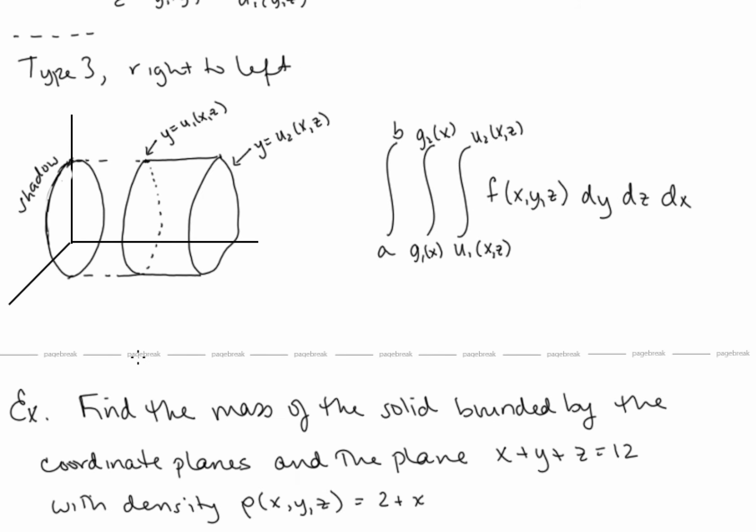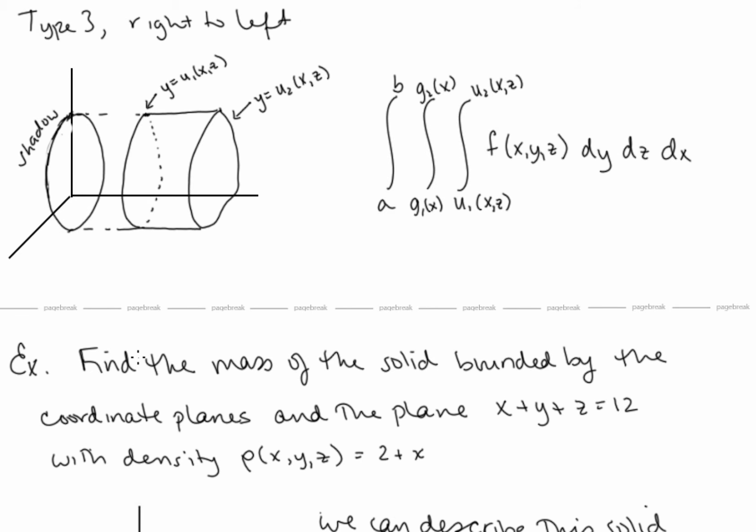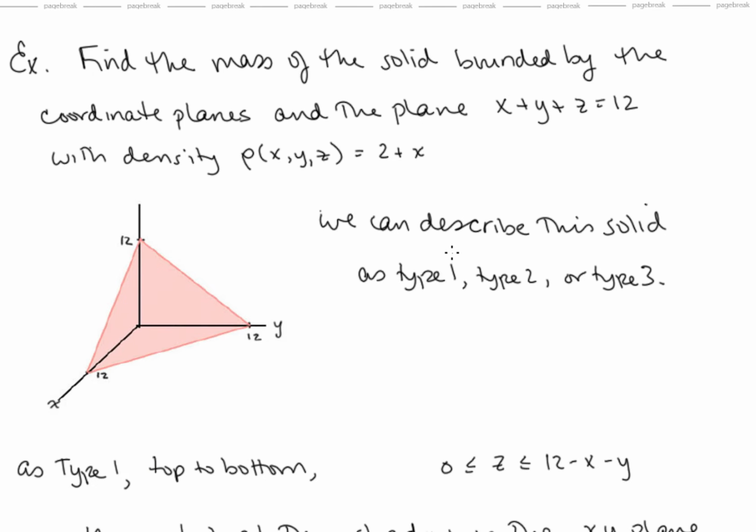A type 3 region is a right to left region. We have y as a function of x and z for the right and left surfaces of our solid. And once we describe that variable and those bounds, we take a look at the shadow that is cast in the xz plane and describe that domain as we would for a double integral. So let's take a look at an example.